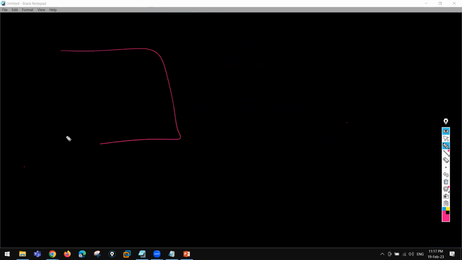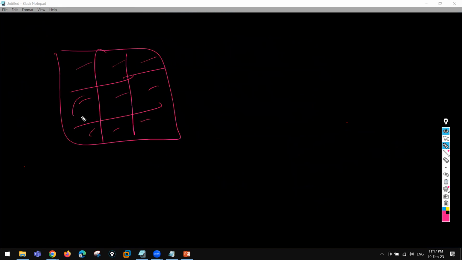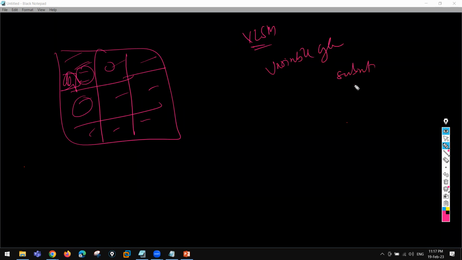Because if this is the house, and I divide it like this only, everybody has equal portions, but they might not be using equal portions. Let's say this guy is using this much of his space and this much is his wastage. That is where we will talk about VLSM, variable length subnet mask. We'll talk about it, not today, because it will be a complete answer for you.